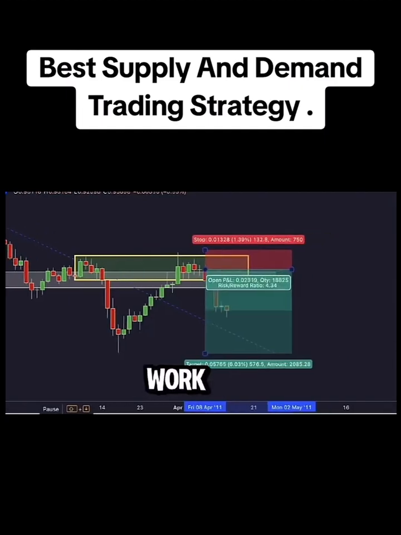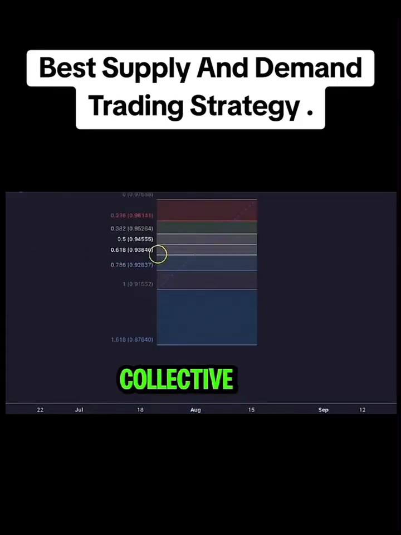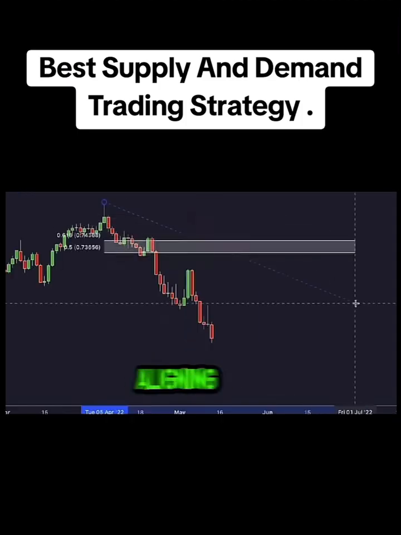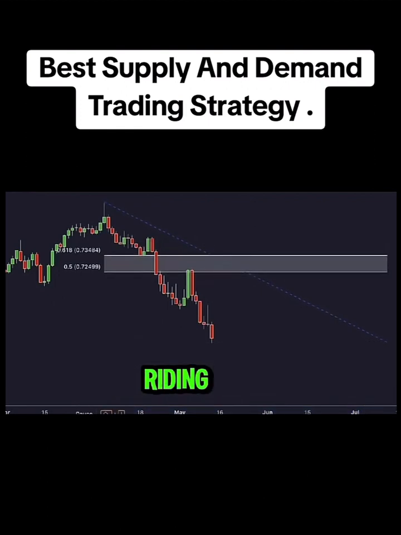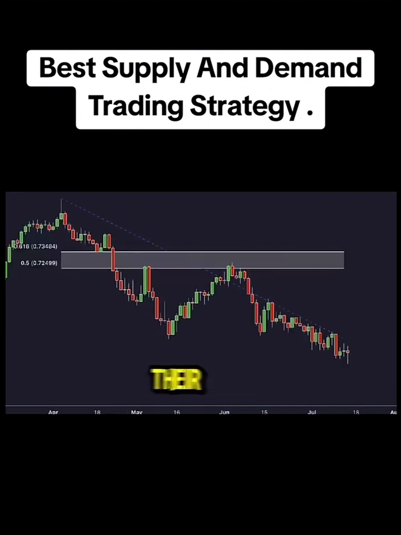Why does this strategy work so well? The answer lies in the psychology of the market. The Fibonacci levels, especially the 61.8% retracement, tap into the collective behavior of traders. These levels are not just technical, they're psychological triggers that influence the decisions of millions of traders worldwide. By aligning your trades with these levels, you're essentially riding the same wave as the market makers, positioning yourself to profit alongside them rather than getting caught in their traps.